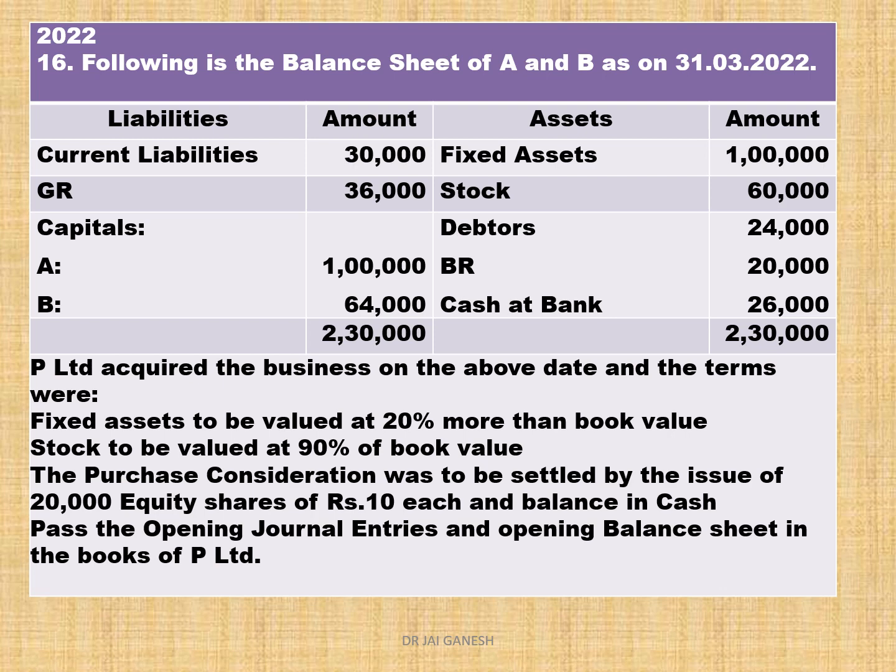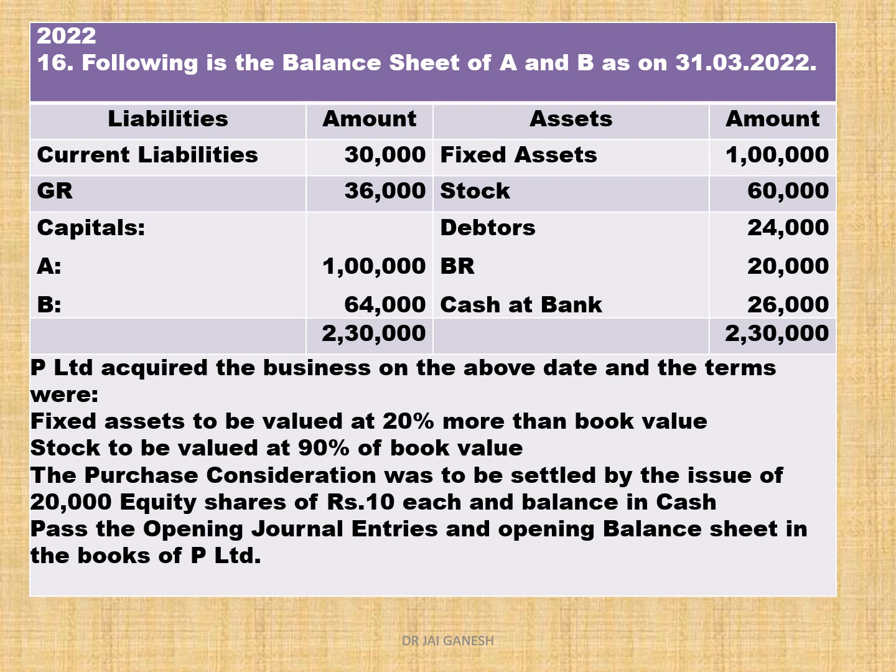Stock to be valued at 90% of the book value. The stock in the balance sheet is 60,000, but it is not taken at the same value, it is taken at 10% less. That is, they are taking over at 90%. So it's 60,000 into 90%.